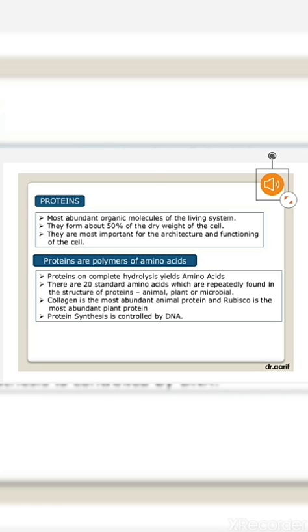In our body, 20 amino acids are required. Out of them, 10 are essential amino acids. Essential amino acids means they are not formed in our body, they have to be taken from outside. While 10 amino acids can be prepared in our body with the help of cell materials.